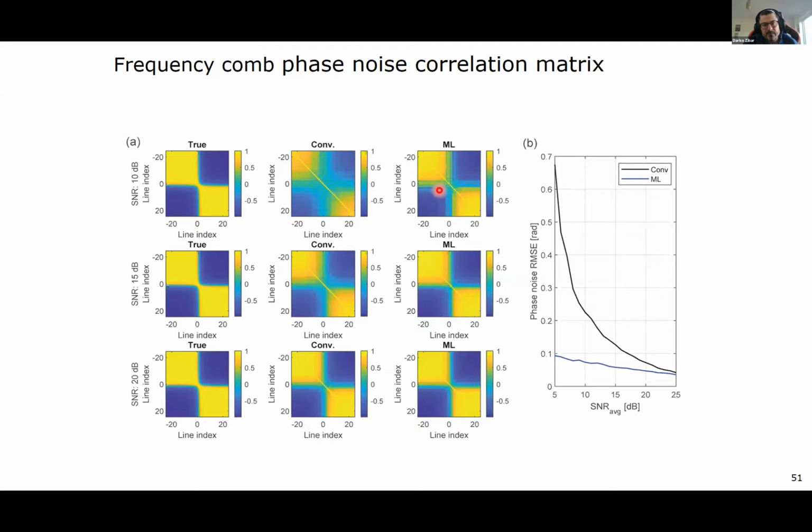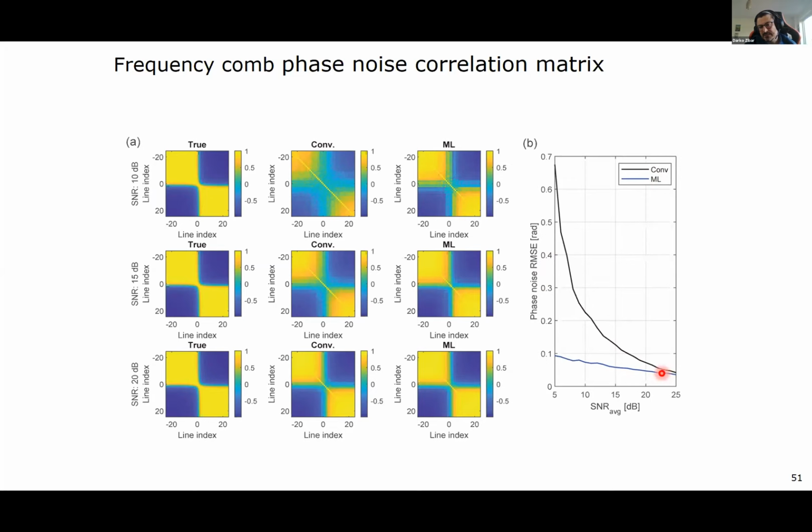Of course, as you increase the power, the conventional method approaches the machine learning method. But when you have such a comb, you're not always sure to have enough power in your lines. And this shows the phase noise root mean square error for the conventional and machine learning methods. You see that the accuracy of the machine learning method is much better for low to moderate signal to noise ratios.